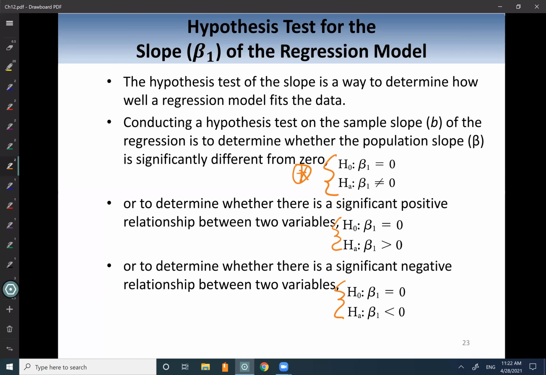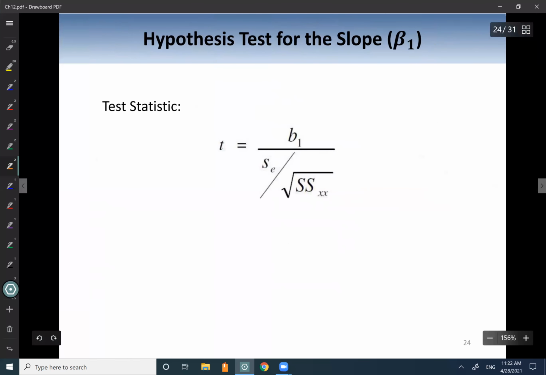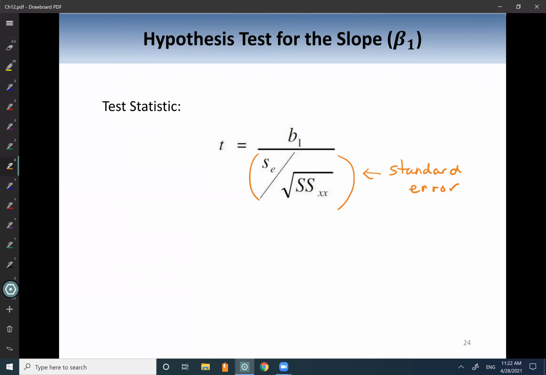Okay, the test statistic is calculated with the estimate for the slope coefficient in the numerator. That's just b subscript 1. And then the denominator is our standard error of the estimate divided by the square root of the sum of the squares for the x. And this denominator is called the standard error. And it's the standard error for the slope coefficient.